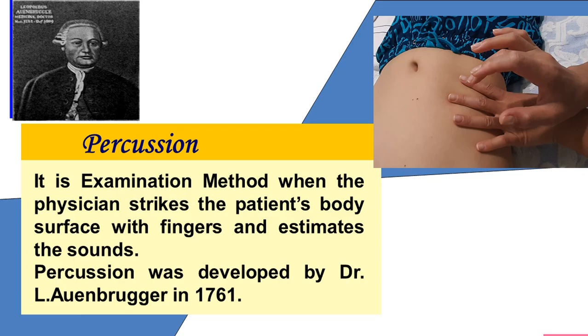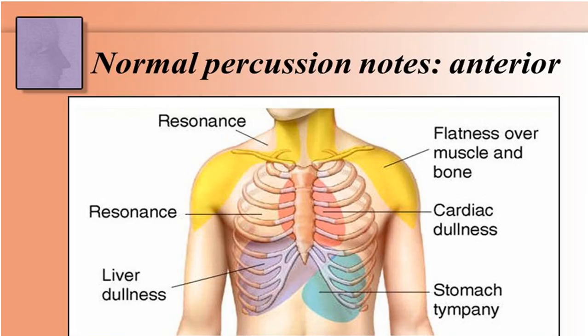Percussion. The physician strikes, and during striking, different organs give different sounds, and during percussion you recognize the sounds produced in any kinds of organs. For example, if you percuss the cardiac region, it will give you cardiac dullness. If you percuss the muscles, it will be a flat sound. If you percuss the lungs, it will be a resonant sound. Stomach and abdominal region give us a tympanic sound.